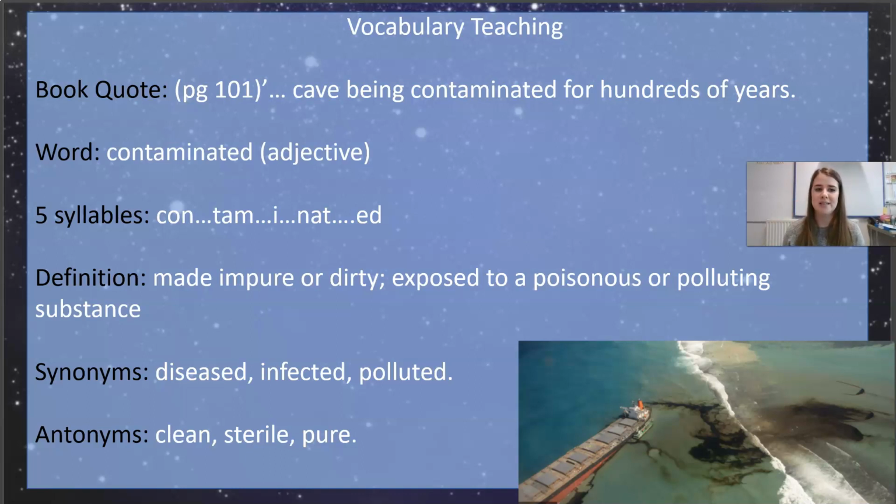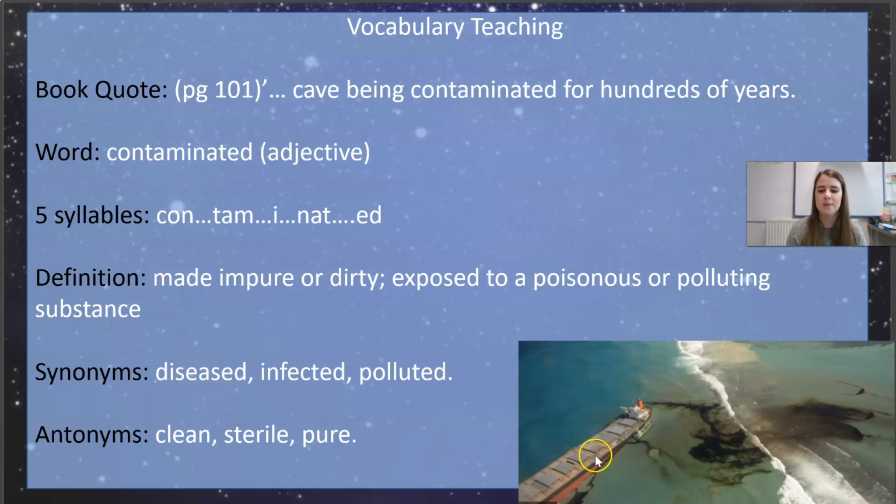Now, contaminated is a 5-syllable word, contaminated. Okay, now it's a past tense adjective here because we've got the ed suffix on the end. So you can contaminate something, so it's the verb, or something is contaminated, okay, and that changes it into an adjective. Now you can see here a picture.